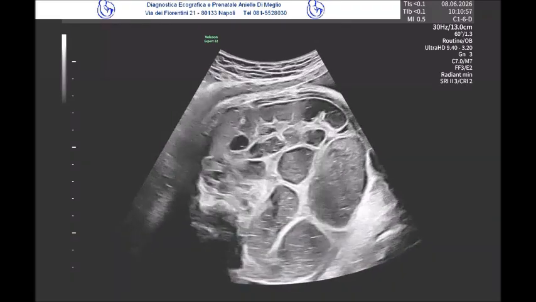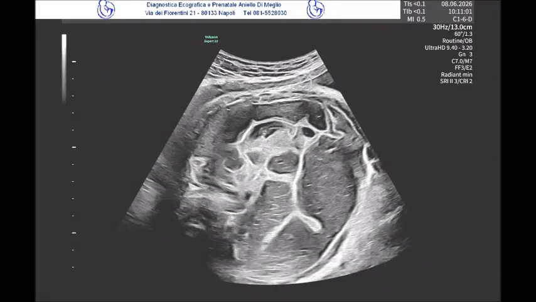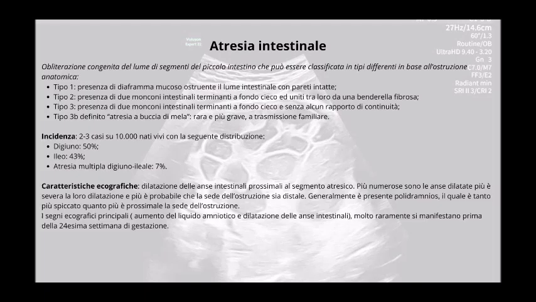Dear colleagues, today I will show you the case of a fetus presenting with a condition compatible with intestinal atresia. Intestinal atresia is defined as a congenital obliteration of the lumen of segments of the small intestine, which can be classified into different types based on the nature of the anatomical obstruction. The incidence is about 2 to 3 cases per 10,000 live births, with the following distribution.